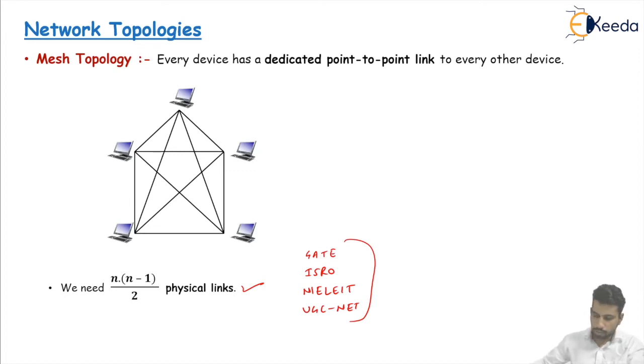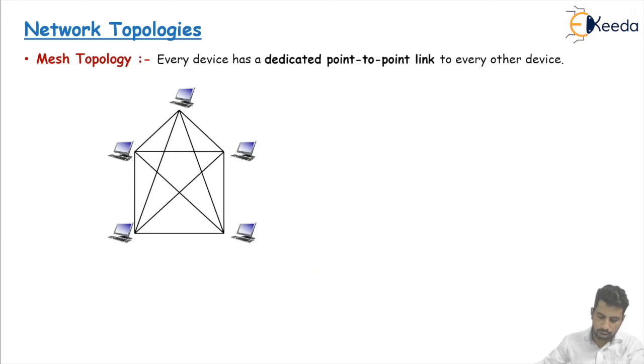Now see, the next important point regarding the mesh topology is how many input output ports are required to connect each device with the remaining n minus 1 nodes. Here we will take this one as a device or node, and we will see how many input output ports are required to connect this node with other nodes. In the last point we discussed, for a node we need n minus 1 links to connect the other n minus 1 nodes, and for every link we need an input output port.